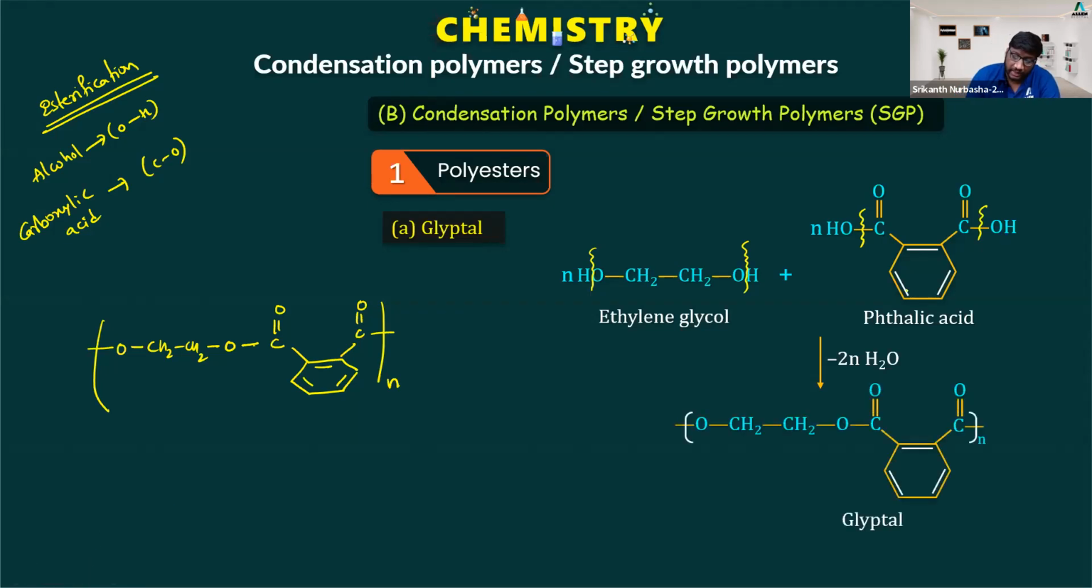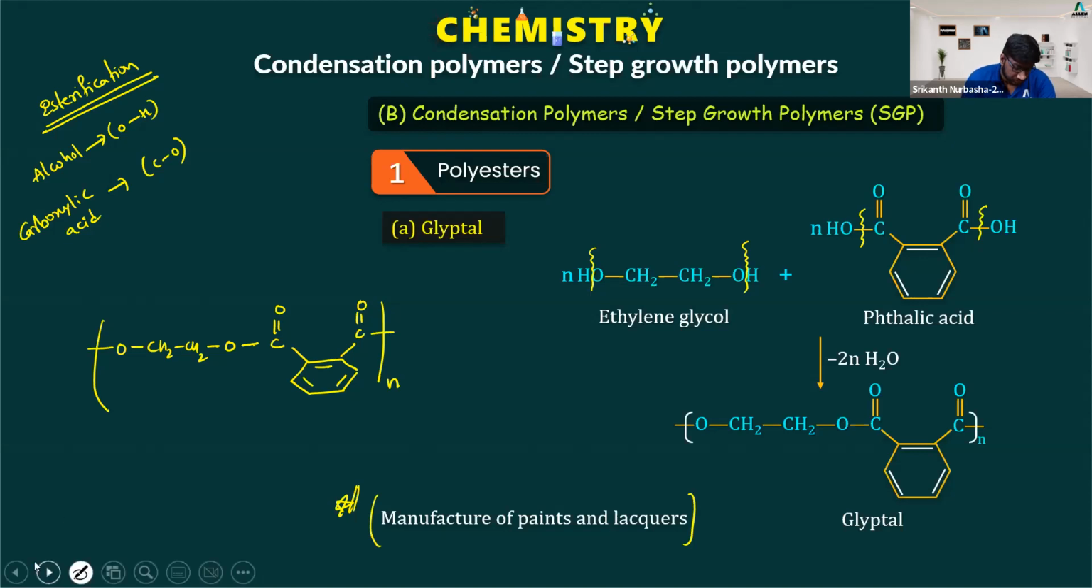Ethylene glycol, whenever it reacts with phthalic acid, the same carboxylic acid reacting with an alcohol happens, and this reaction can be slightly faster in acidic medium, and in that case you will get glyptol. The CO bond in the acid and the OH bond in the alcohol have been involved in the cleavage. Let us proceed to the manufacture of paints and lacquers. These are the uses of glyptol, that is, the ethylene glycol and phthalic acid polymer. And it is an ester. The esterification happened and the ester is actually formed. That is why it is called a polyester.